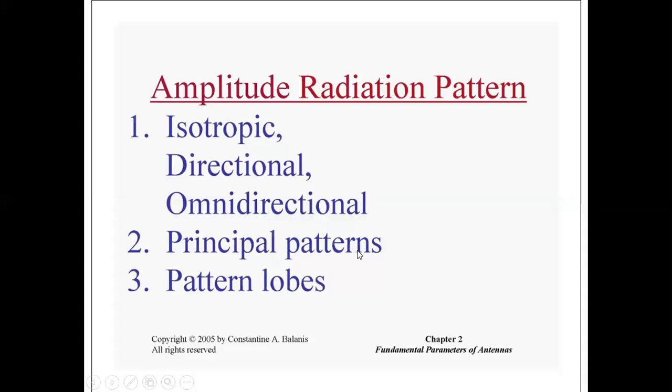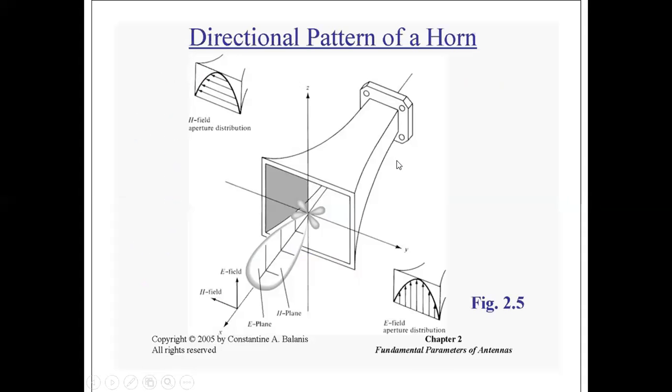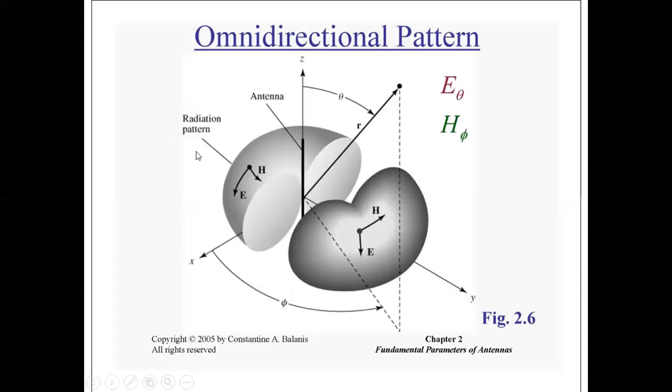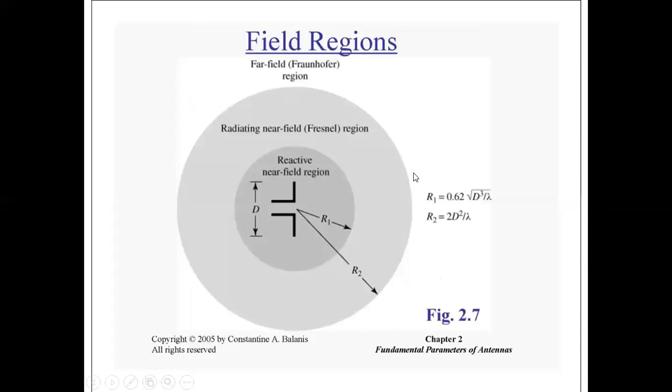Okay. So coming to our radiation patterns, next one, principal patterns. There are two principal patterns, the E-plane pattern and the H-plane pattern. Then pattern lobes. I already explained what is the main lobe, what is the side lobe, and what is the back lobe. See, this is the omnidirectional pattern. If the antenna is vertical, around that antenna it has the shape of a donut. See, this is E theta, and perpendicular to E theta is always H phi. See the radiation pattern in three dimensions. Very easily we can understand this.